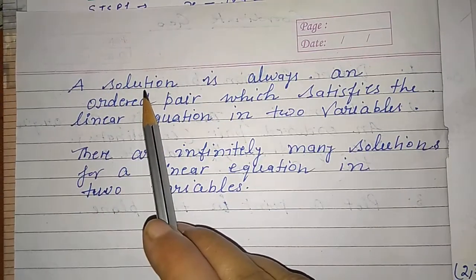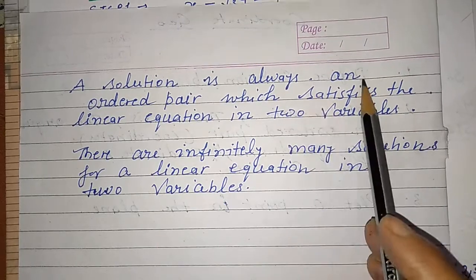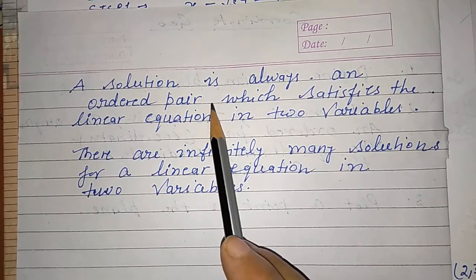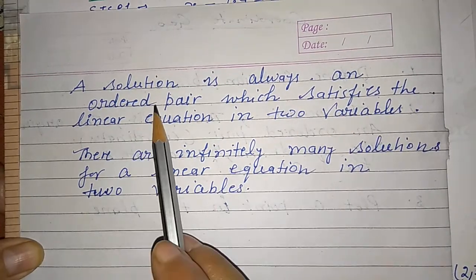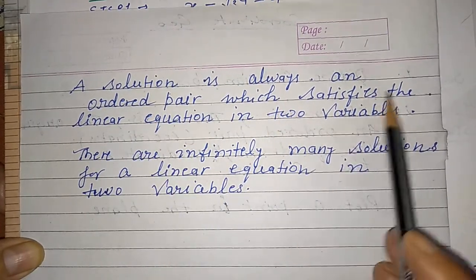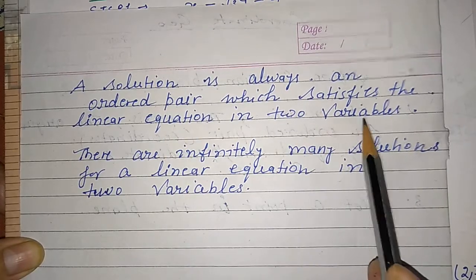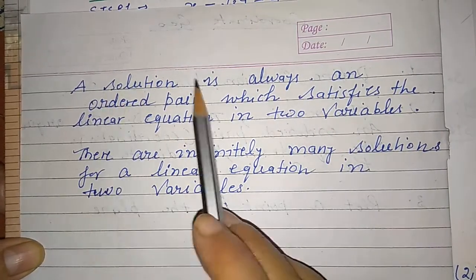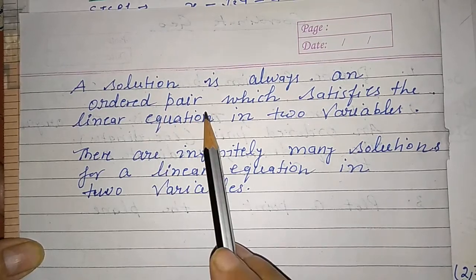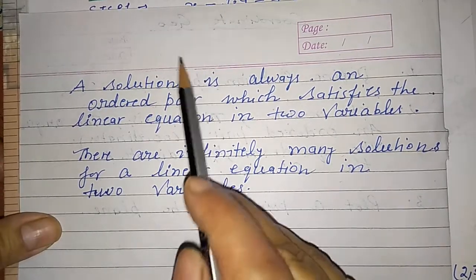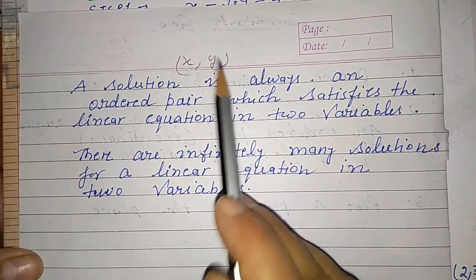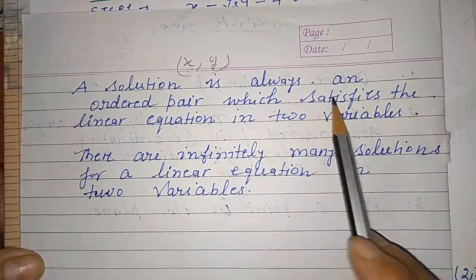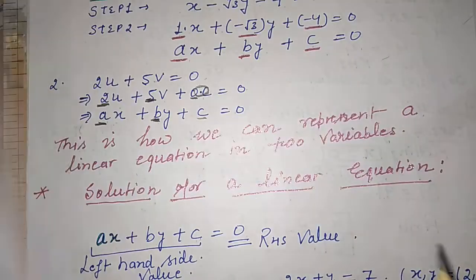So what is the solution? If you want to define it, a solution is always an ordered pair. We discussed the ordered pair in the previous video. A solution is always an ordered pair, meaning the values of x and y. Why do we call this an ordered pair? We discussed this in the previous video. It satisfies the linear equation in two variables.